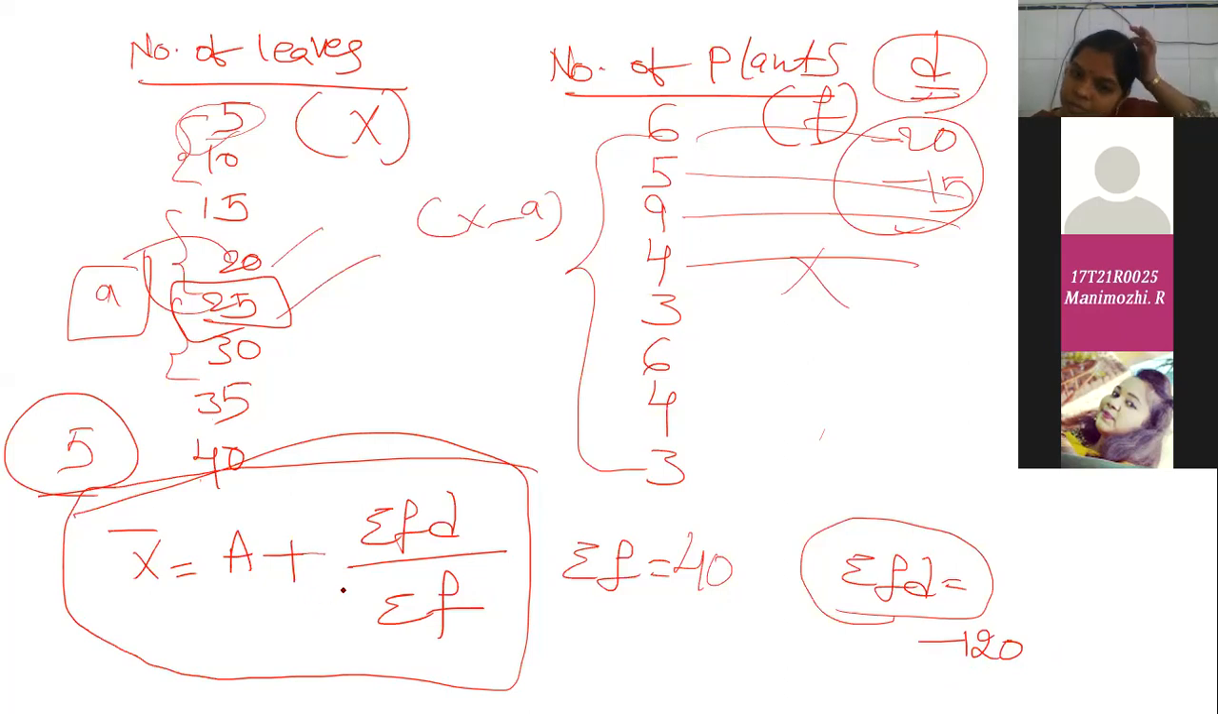Ma'am, sigma fd is equal to minus 190. It may vary depending upon the assumed mean values, right? So no issue. Yes, ma'am. No issue. It will vary.